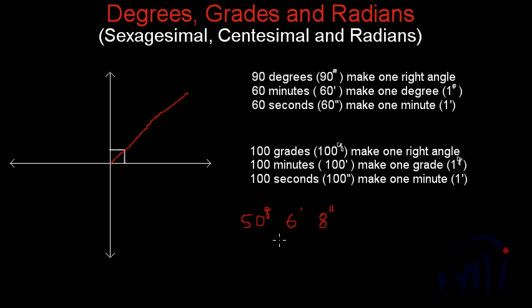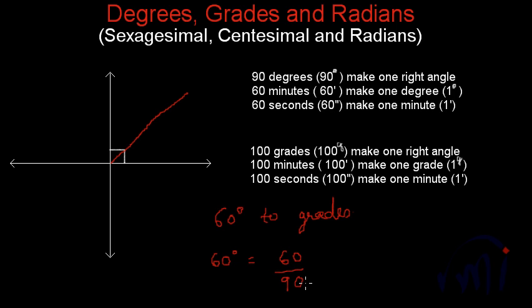The conversion is also very easy. Suppose you want to convert 60 degrees to grades, how do we convert it? 60 degrees is equal to 60 divided by 90 right angles, right? Each right angle has 90 degrees. So first we will convert the 60 degrees into the number of right angles. So it will be 60 divided by 90 right angles.